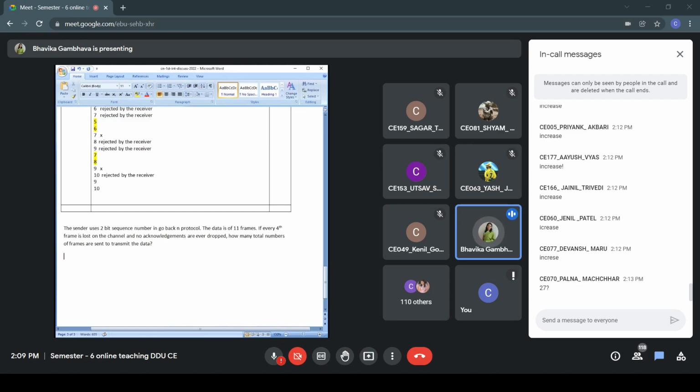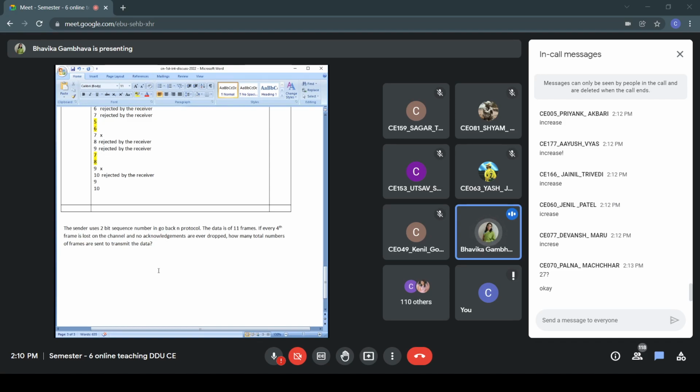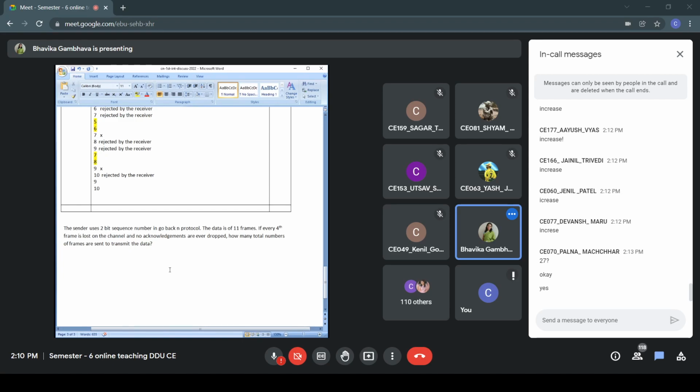Palna, let us wait for some time. I don't know actually how the runtime works given this example. So let us wait for other answers, and then if required, we'll do it. But your number seems likely. It is not unlikely, not much out of the range. So Devansh, Ayush, Janil, everyone, please do it. And once you are done, give me your answer.